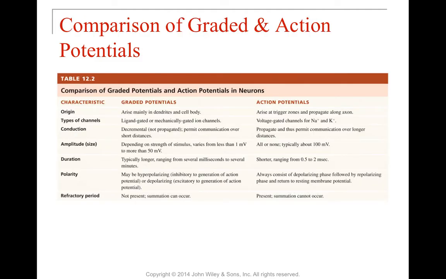All right, so let's talk about the different types of action potentials. We have graded potentials and action potentials, the different types of electrical induction that we can have. The origin of the graded potential is that they basically come from the dendrites and the cell body, whereas action potentials arise from the trigger zone and get fired all the way along the axon. So they occur at different parts of the cell.